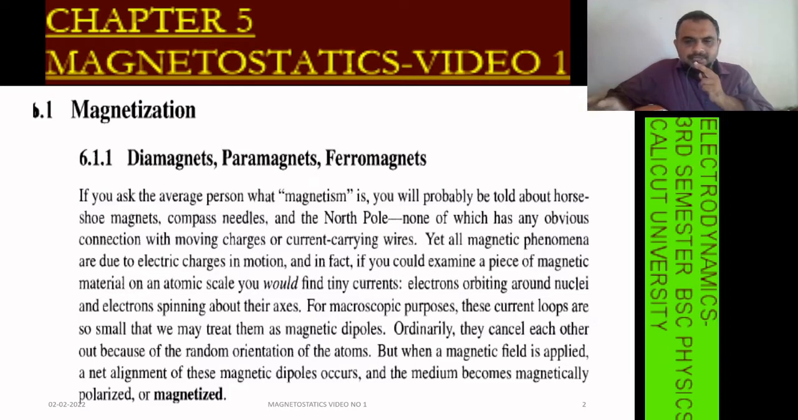But if you take a bulk material, atoms are organized randomly in nature, so this magnetic effect will cancel out. When I apply an external magnetic field to this bulk material, which has a lot of dipoles, these dipoles orient in a direction that will produce a net magnetic field, or net magnetization. So this is what we call magnetization. That means alignment of the magnetic dipoles in the same direction on application of a magnetic field is called magnetization. We call this material magnetized.